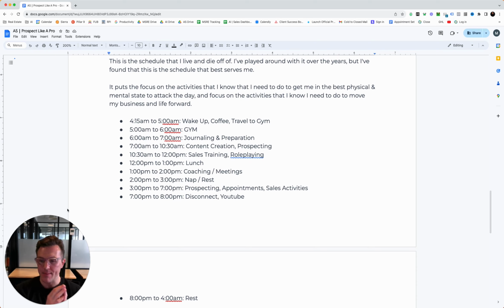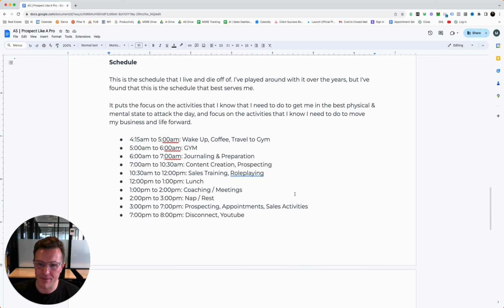Anytime I have a lull in my business, I always reverse engineer it and see where things fell off. Usually for me, it's because I get too busy. I start making sacrifices on my sleep, my diet, and then ultimately my working out, and it ultimately affects my physical and mental state. So anytime I get myself out of those lulls, it always starts with working out.